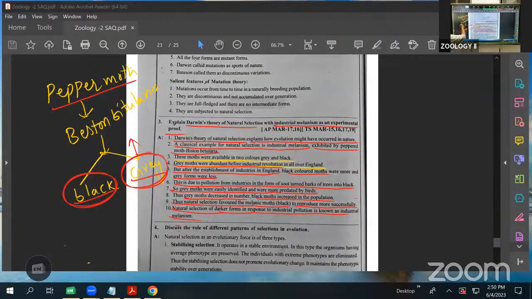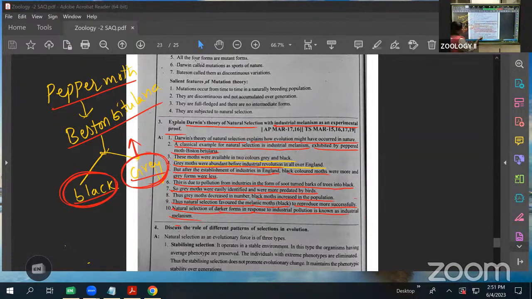The pepper moth, the scientific name of which is Biston betularia, has two colors available: the black color and gray color. Before the industrialization in England, the gray color is more. That means at that time no soot is coming, and that's why tree barks are gray in color. That's why predators are not identifying the gray color, so gray color is more. The black color is less at that time.